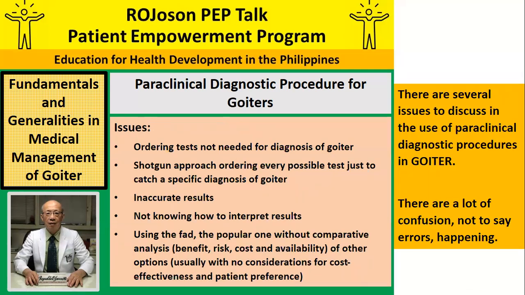There are several issues to discuss in the use of paraclinical diagnostic procedures for goiter. There is a lot of confusion, not to say errors, happening. Issues are listed down here. Ordering tests not needed for diagnosis of goiter. Shotgun approach: ordering every possible test just to catch a specific diagnosis of cancer. Inaccurate results, not knowing how to interpret. Using the fad or popular ones without comparative analysis in terms of benefit, risk, cost, availability of other options, and usually with no considerations for cost effectiveness and patient preference.